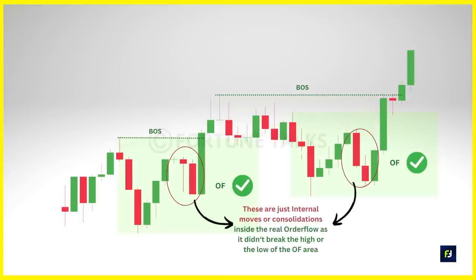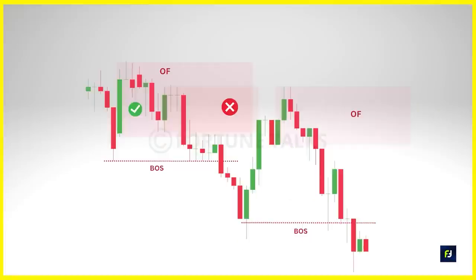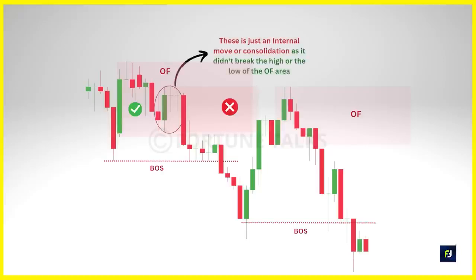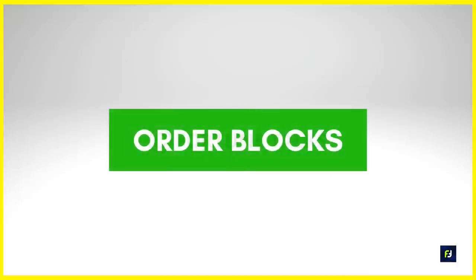The reason why I say this is because the consolidation did not take out the low of the selling move. If it would have taken out the previous low, then there is no issue with considering it as an order flow. And you can see how the price returned to test the order flow. Similarly, while marking a bearish order flow, which is the last buying move before the sell, you have to make sure whether the move is just an internal move or consolidation, or is it actually taking out the high of the previous move.